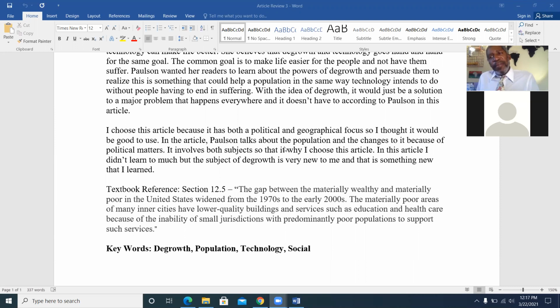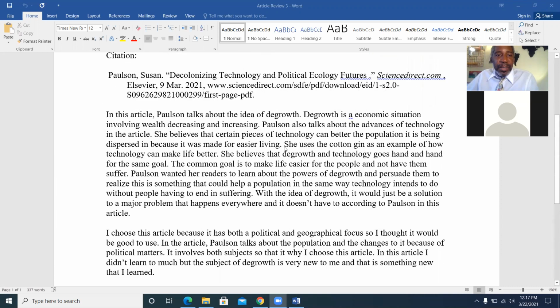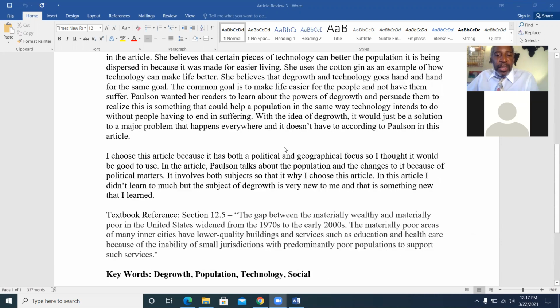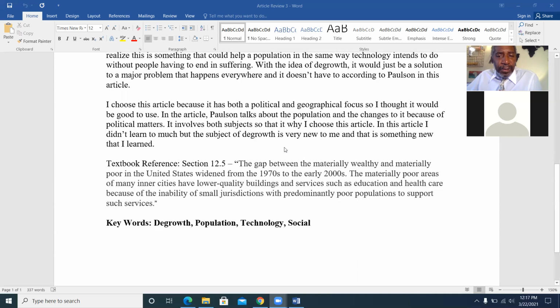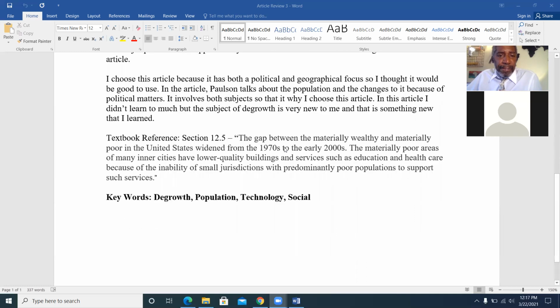If you have an article that doesn't speak directly to the topic or the field of geography, then adding some content in your essay that connects the article to geography will go a long way towards making your article review an excellent piece of work. Okay, so that's good there.